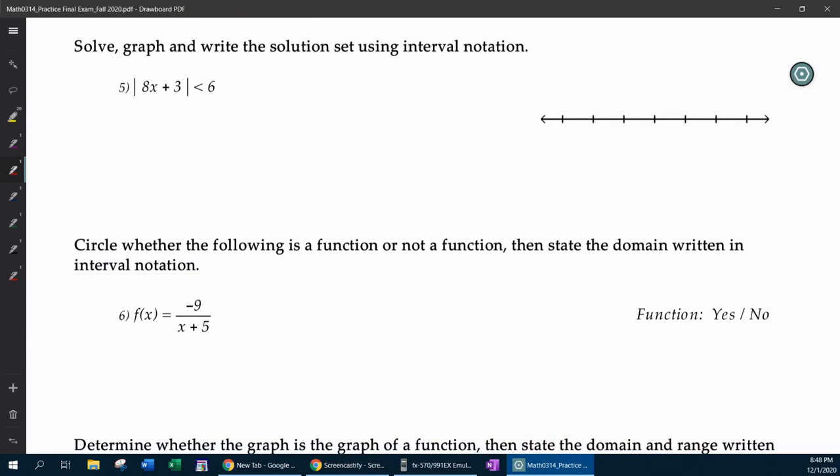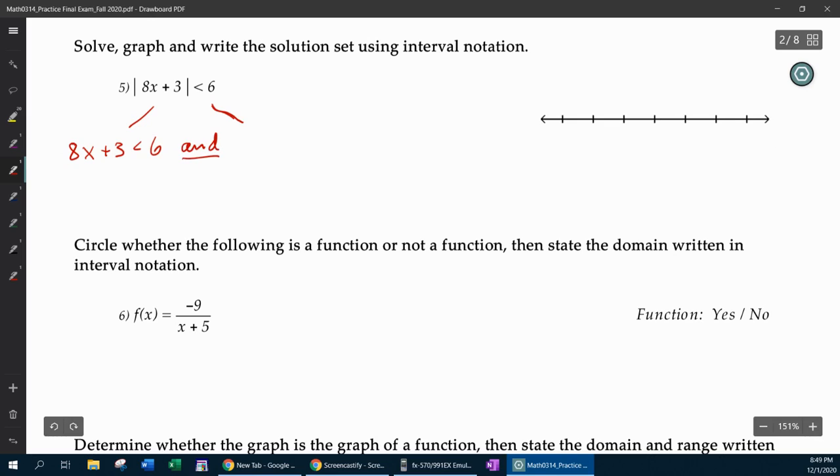Next, number 5, we have an absolute value inequality. The way we do these, we say if it's true, we split it in 2. By if it's true, I mean positive stuff is less than 6. Yes, there is some positive stuff less than 6. That is true, so we're going to split it in 2. 8x plus 3 less than 6.